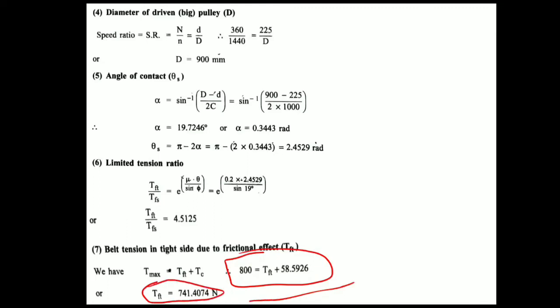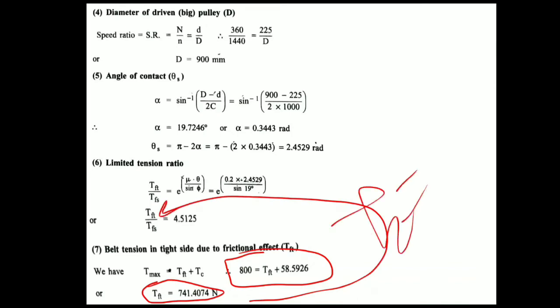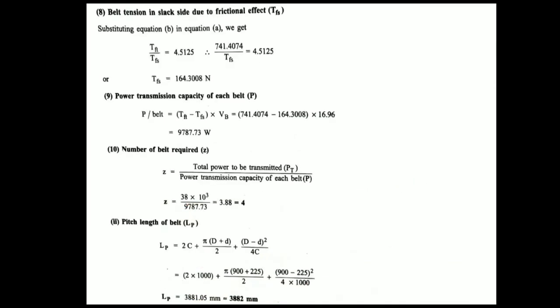That T1 I will have to put here. I will get T2. Clear? These are the belt tensions. Now see, by putting this value, T2 is 164 Newton.